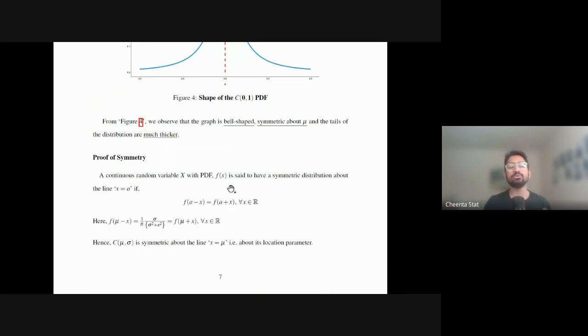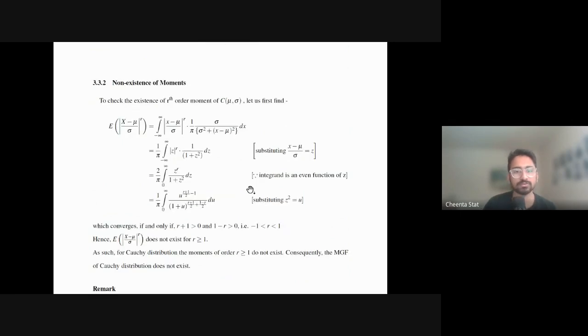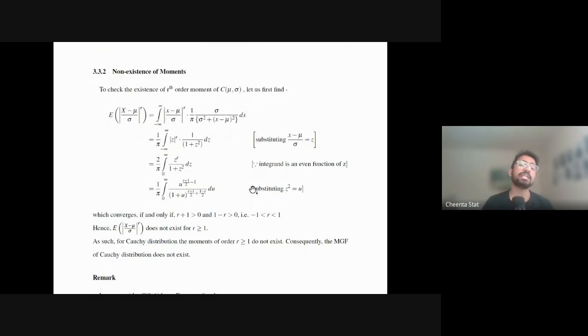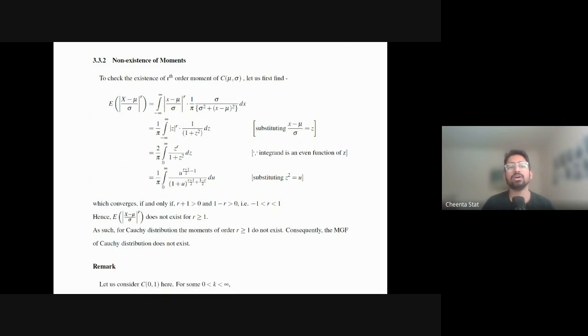Okay, so you did the proof part of this, and proof of symmetry. Great. Can you go down below? So the next part is that the moments don't exist, and this is an interesting property. The moments and the MGF don't exist for the Cauchy distribution.